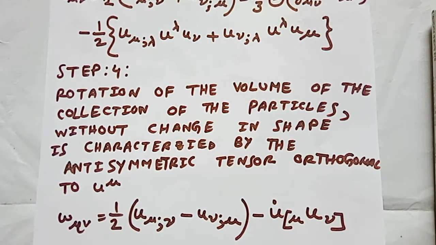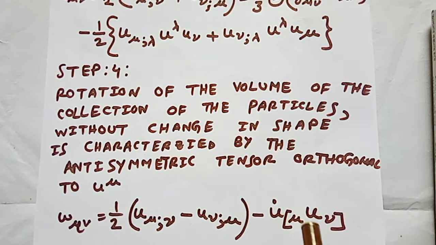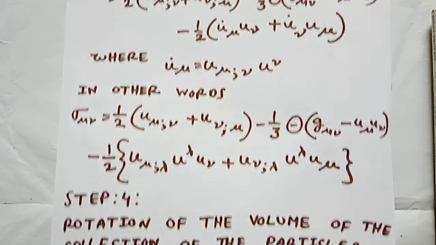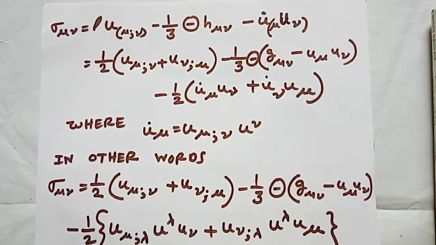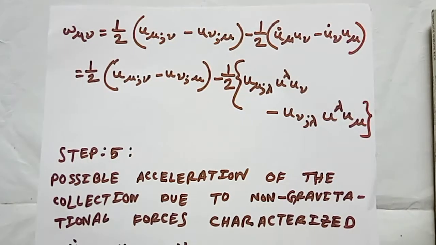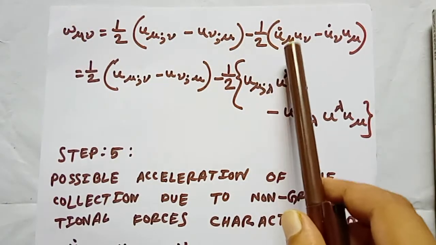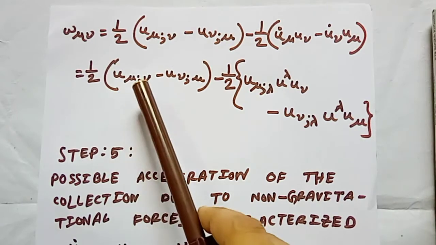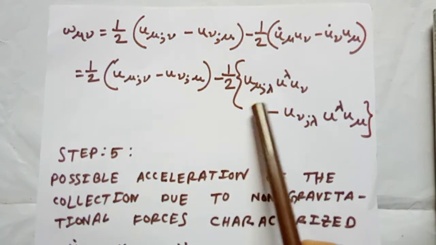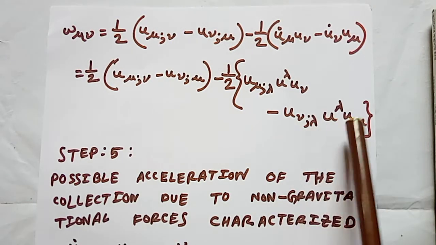Step 4, rotation of the volume of the collection of the particles without change of the shape, characterized by the antisymmetric tensor orthogonal to u mu. Now we have omega mu nu equal to u covariant derivative of nu u nu, covariant derivative of mu, u dot mu u nu. This is the notation. Where omega mu nu equal to half u mu nu, u nu mu, minus half u dot nu u nu u mu, half u mu dot nu mu u lambda u lambda u nu lambda u lambda u mu.